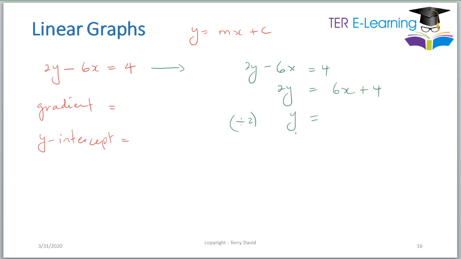So 2y divided by 2, I'm going to get y. 6x divided by 2, I'm going to get 3x. And 4 divided by 2, I'm going to get 2. So now my gradient is simply this number here, right, which is 3. And my y-intercept now is determined by this value here. So my y-intercept is actually 0, 2.